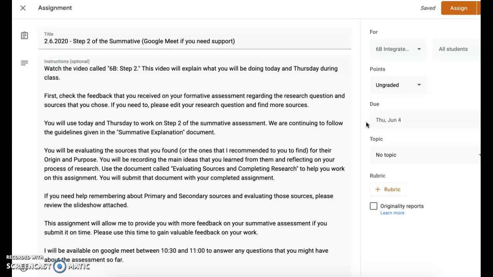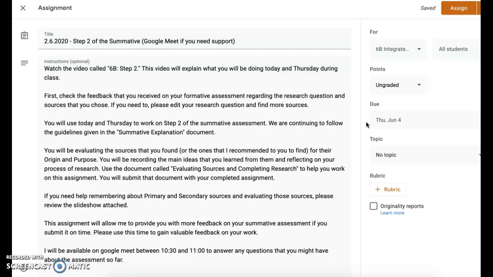When you submit that, that allows me to give you more feedback to add to your summative assessment. By not submitting it, you are not allowing yourself to get feedback. It's very important that you submit that work on time. If many of you finish this before Thursday, then I'll just go ahead and add up those next instructions for the next part of the task.